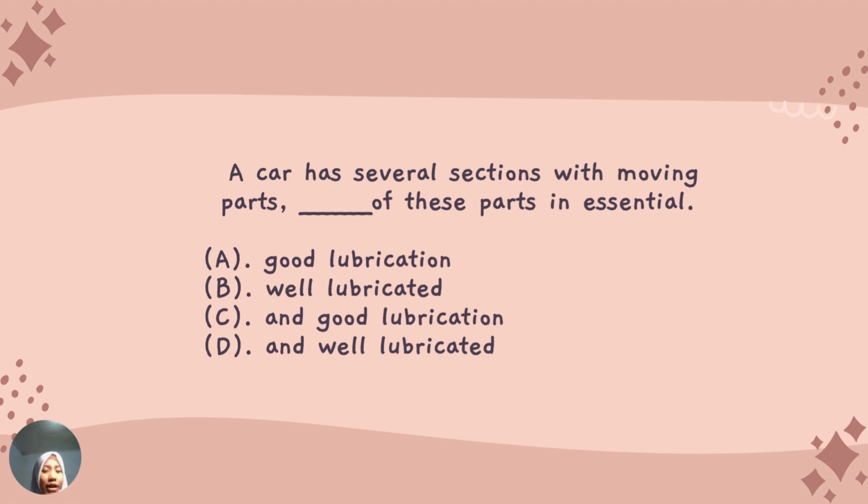In the sentence, we should notice that there are two clauses. A car has several sections with moving parts, and of this part is essential. So the sentence needs a connector to join the two clauses. Okay, we can look at the options. Good and well is not a connector.